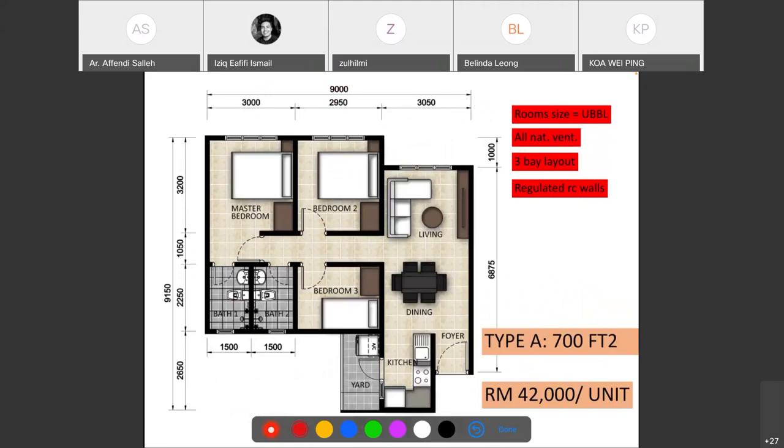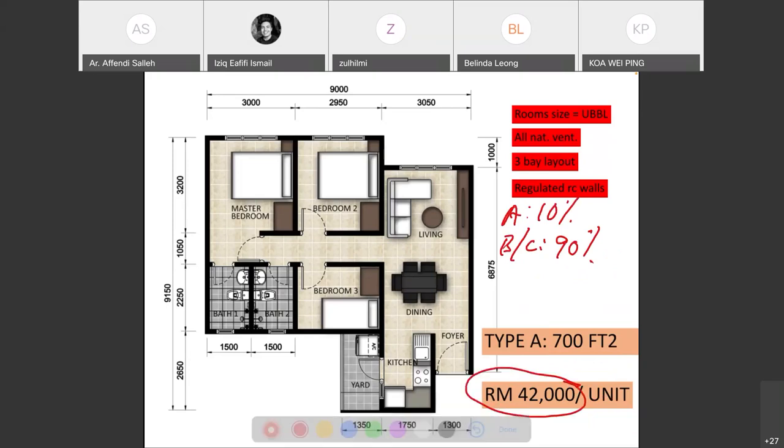The smallest RSKU is type A, 700 square feet, at 42,000. Now, building and selling something of this size at 40,000 ringgit is a guaranteed loss. Poor, tak untung punya. But authorities still impose this in RSKU. The way they impose it is this: usually in a single development, they will ask for type A, the smallest one, 10%. Type B or C, the rest, 90%. But for this type A, you can only sell like this.